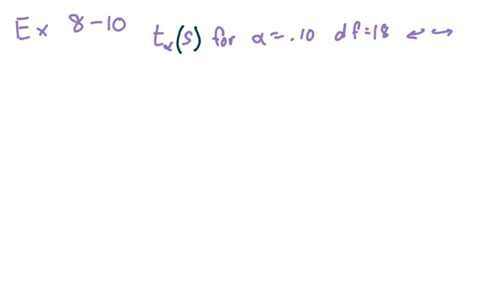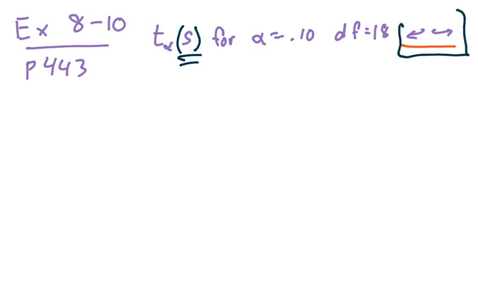This is example 8-10 on the same page, page 443. Here we're meant to find critical values, plural, for alpha equals 0.10 with 18 degrees of freedom. And what I've written, with symbols, is that we have a two-tailed test.